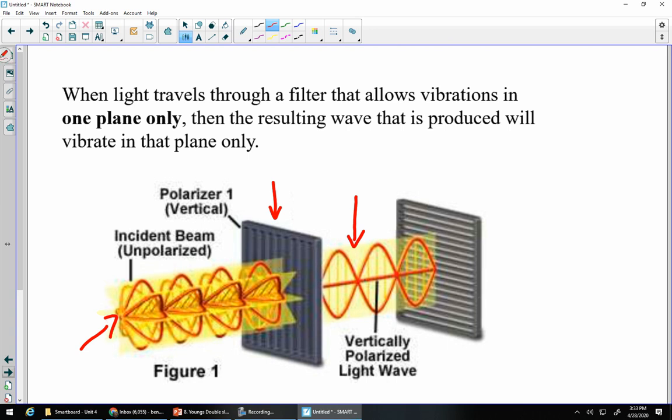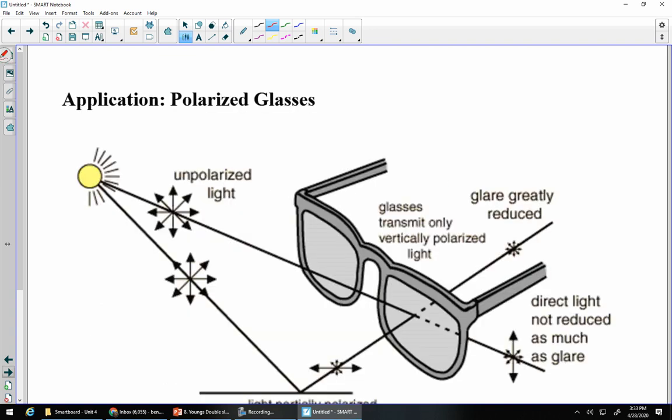So then only the stuff in the vertical plane goes through. If I put another one, and this one is horizontal on the right-hand side, I've already filtered out all the horizontal stuff, and now I'm filtering out the vertical. Nothing's going to get through. So if you have two of these lenses or filters, you can totally block out all light.